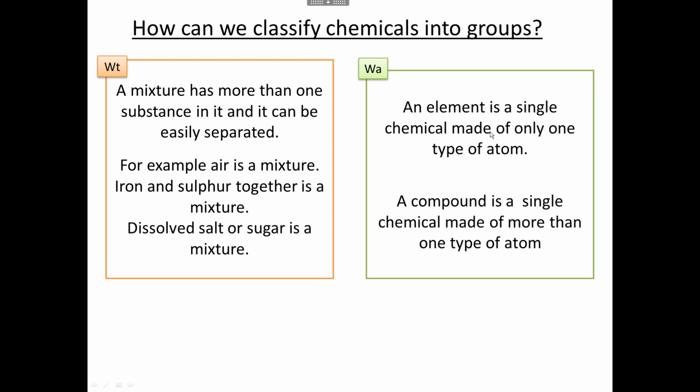An element is a single chemical made of only one type of atom. A compound is made of more than one type of atom bonded together. That should say bonded together on the end there, so make sure you've included that in your answer, please.